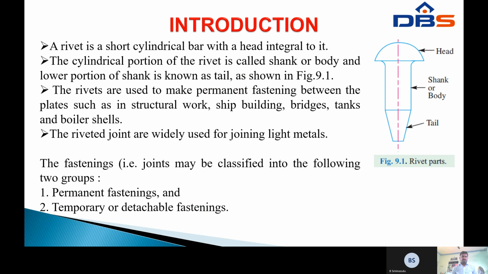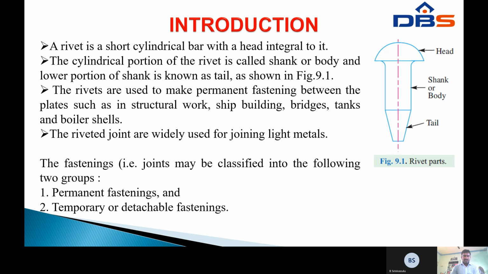Introduction to the riveted joint. This is a rivet. It has a tail part, shank or body, and head. A rivet is a short cylindrical bar with a head integral to it, and the body size is less than the head size.